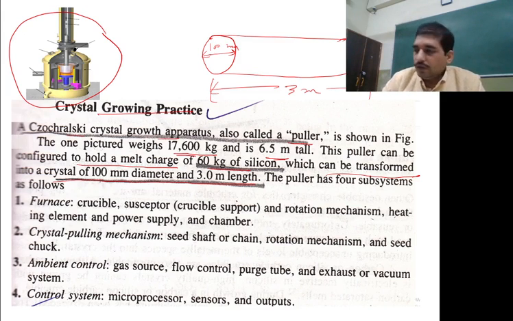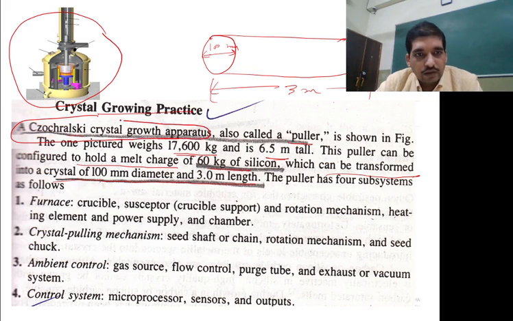Okay, so if you see the major parts of this furnace, known as the Czochralski furnace, and the system is known as the Czochralski crystal growth process, and the mechanism, this puller machine, is known as the Czochralski crystal growth apparatus or Czochralski puller. In this, we have four major sections. One is the furnace, which contains the crucible, susceptor, and rotating mechanism.